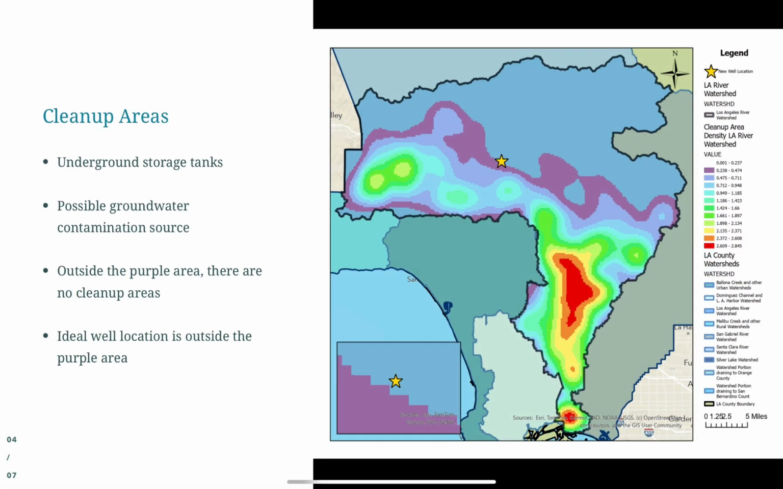The next criteria are cleanup areas. These are areas that have underground storage tanks filled with chemicals, and they're currently being dug up in order to rehabilitate these areas. This is actually bad news for groundwater, and it's a big source of contamination. So we want to be as far away from these storage tank cleanup areas as possible. The red areas are the most dense with cleanup areas, and the purple ones have the least amount of storage tanks possible. So anything outside of that purple zone means that there's no storage tanks, no cleanup areas, and it's the safest for the groundwater to avoid contamination.